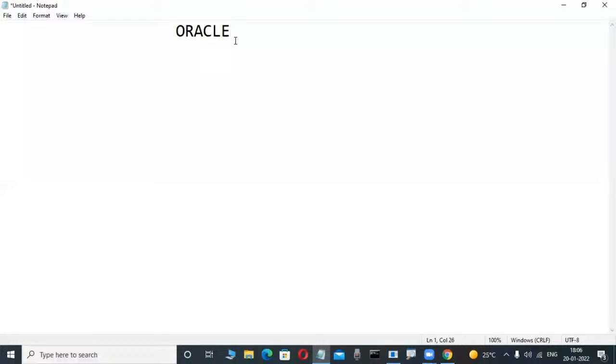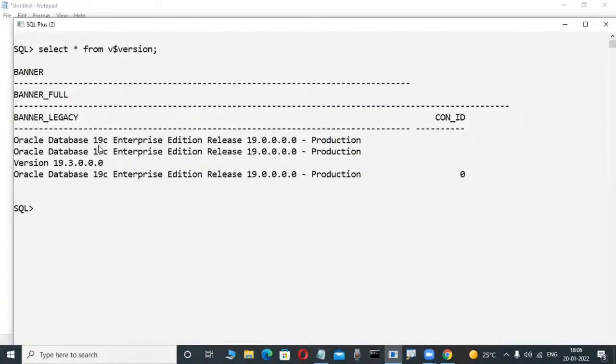Oracle 1.0, 2.0, 3.0, 4.0, 5.0, 6.0, 6.1, 5.1 also there. And now 7.0, 7.1, 7.2, 7.3, 8.0, 8.1.5, 8.1.6, 8.1.7. That is also called 8i, 9i, 10g, 11g, 12c, 18c, 19c, and the latest one, 21c. But in our class, this software is available, 19c we are learning only.